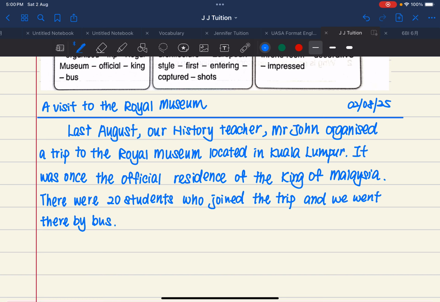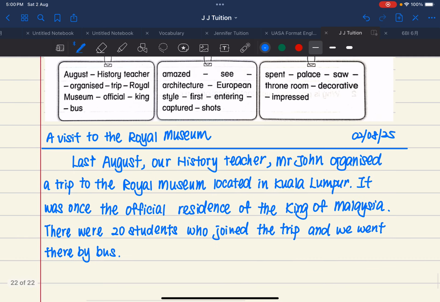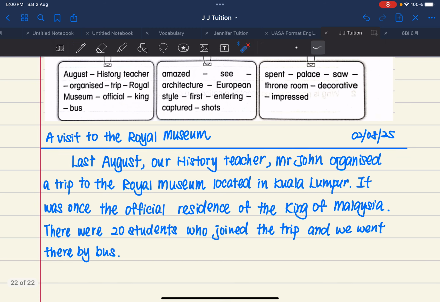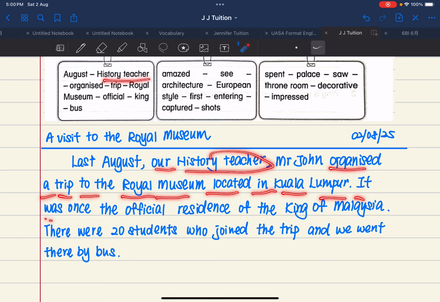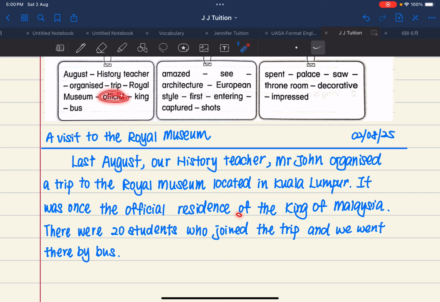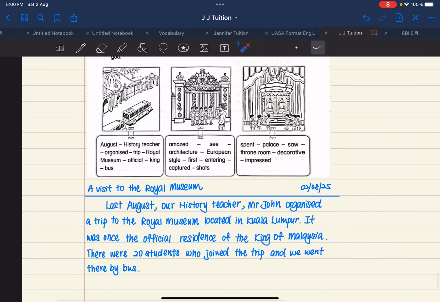Okay, so we already complete our first picture. We write down: last August, our history teacher organized a trip to the Royal Museum located in Kuala Lumpur. It was once the official residence of the Kings of Malaysia. There were 20 students who joined the trip and we went there by bus. Okay, the next picture. This is a maze. Okay, this thing is a maze.